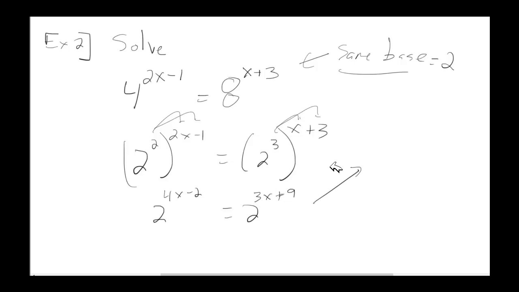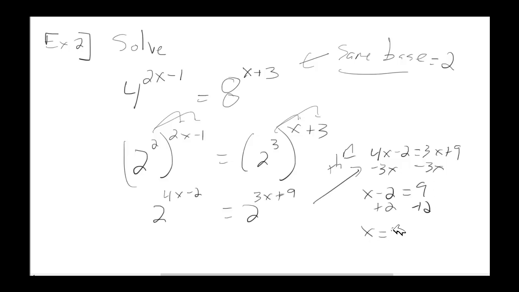And now I can use that theorem. I have the same base, so the exponents must be equal. So I have 4x minus 2 equals 3x plus 9. Now I solve this linear equation. Move the 3x over so x is on one side, and add 2, and we get our solution of 11. Same thing, plug it into the original, and it'll work out. Okay, let's take a look at one more.